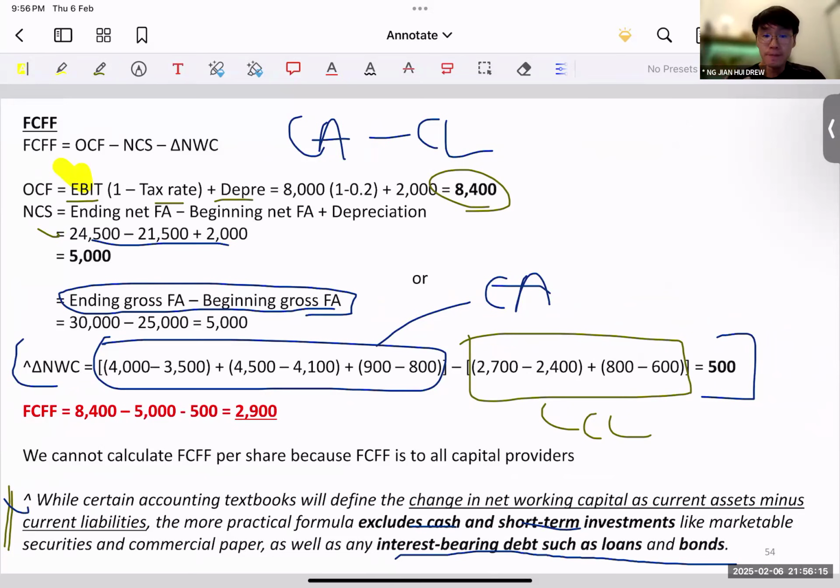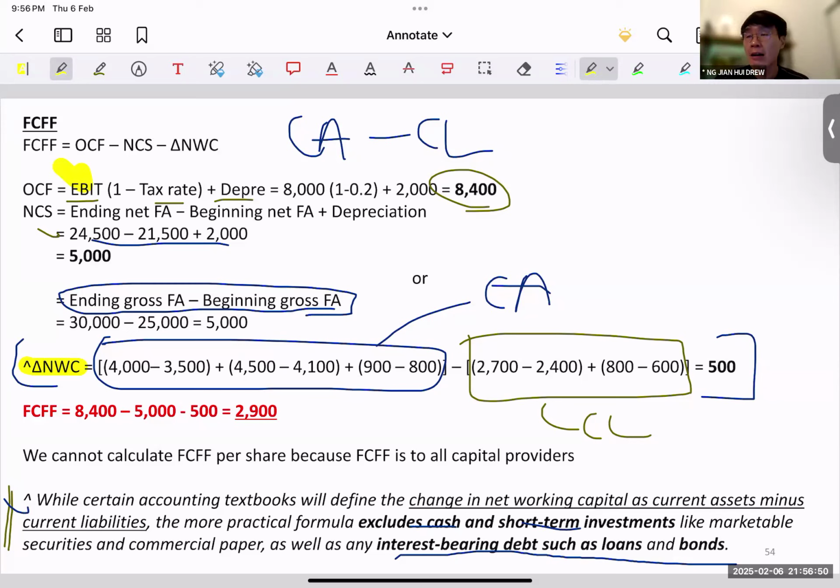So our interest-bearing loans typically are not really for daily operations. Yes, there might be specific working capital loans possible. But it is just a current portion of a long-term loan. This current portion of long-term loan is not for working capital purpose, which is why it's excluded. So in this sense, this change in net working capital can actually be quite flexible.